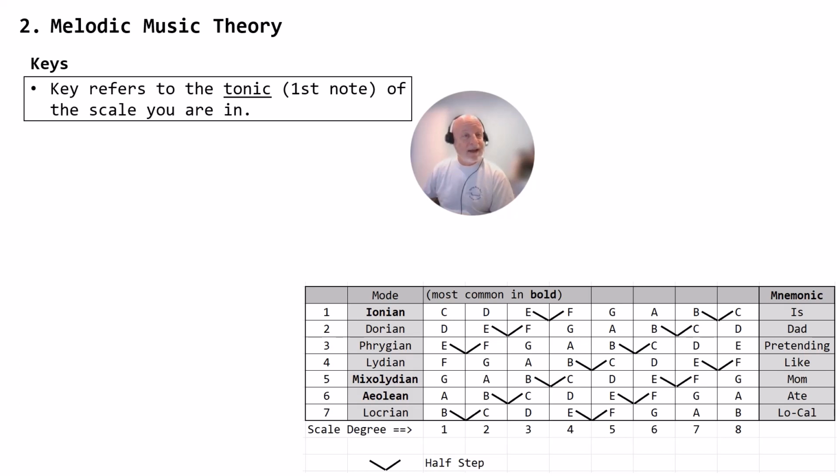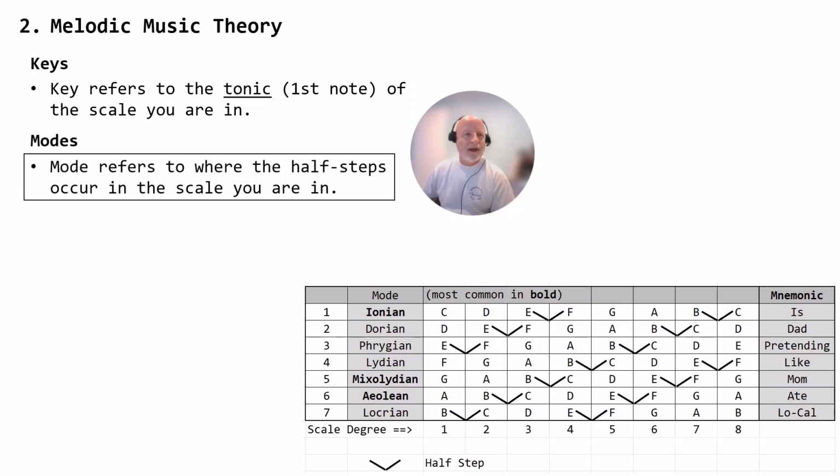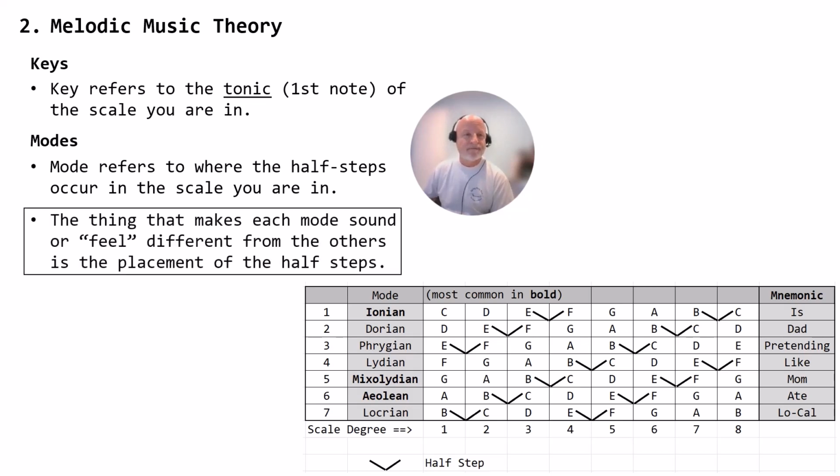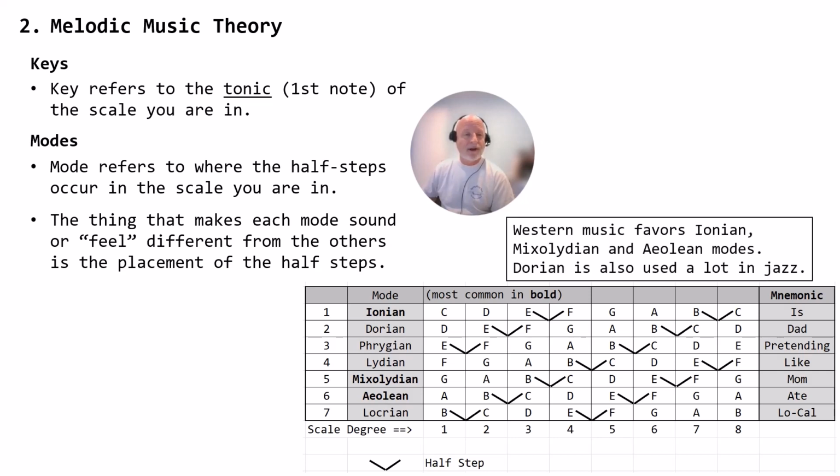So the key refers to the tonic, which is the first note of the scale you're in. In the last slide it was D, right? The mode refers to where the half steps occur. In that last example, we were in D Dorian, so if we say that, we know the half steps are between the 2nd and 3rd and 6th and 7th scale degrees. The thing that makes each mode sound or feel different from the others is the placement of those half steps. That's critical.